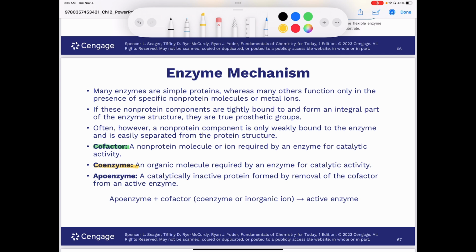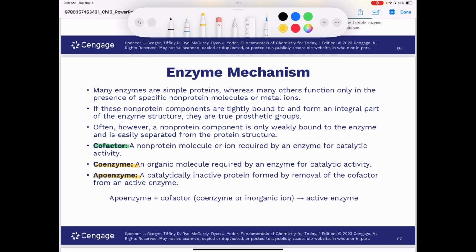So the protein portion of the enzymes requiring a cofactor is called an apoenzyme. So an apoenzyme is a catalytically inactive protein formed by the removal of the cofactor. So you can see here this equation they've shown you, which is if you take the apoenzyme and the cofactor, you get an active enzyme when you put it together.